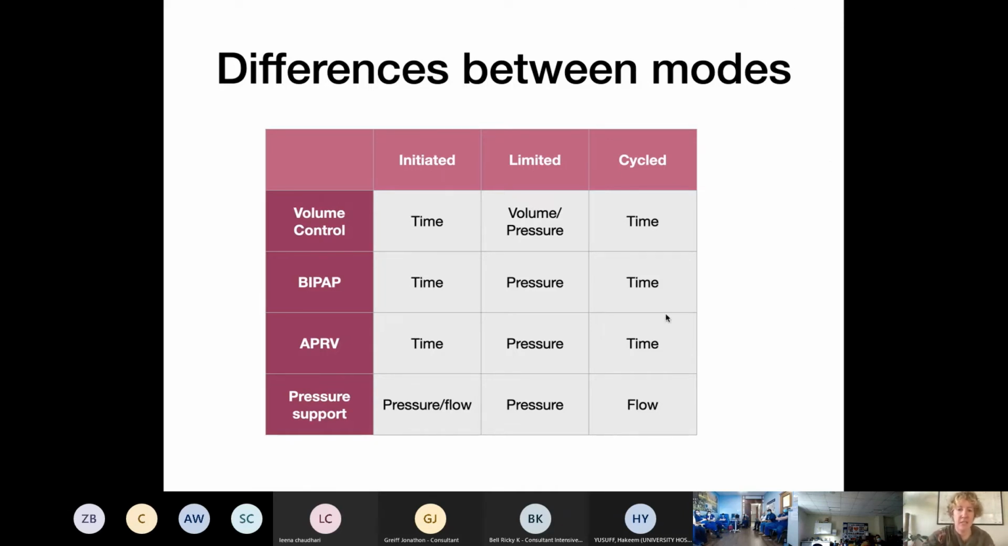BiPAP is time initiated again, pressure limited this time. So once it reaches that inspiratory pressure that you've set, it will stop and you will be allowed to exhale, and that's time cycled. And APRV is a similar concept, really. And then pressure support is supporting spontaneous breathing. So it's going to be initiated by flow. So the instigation of a breath, limited by pressure, because you're adding that supported pressure to a normal breath, and then cycled by flow as well.